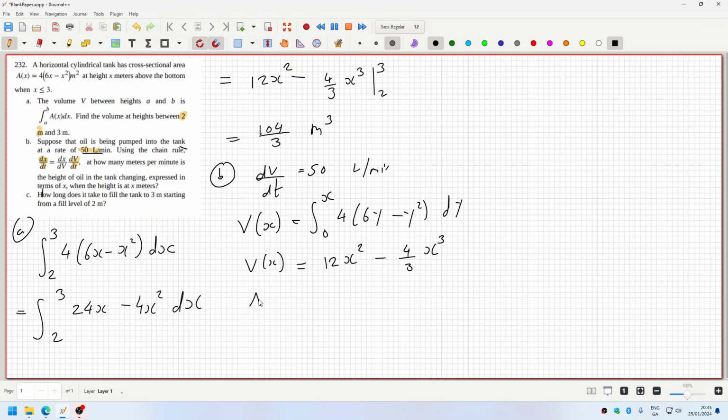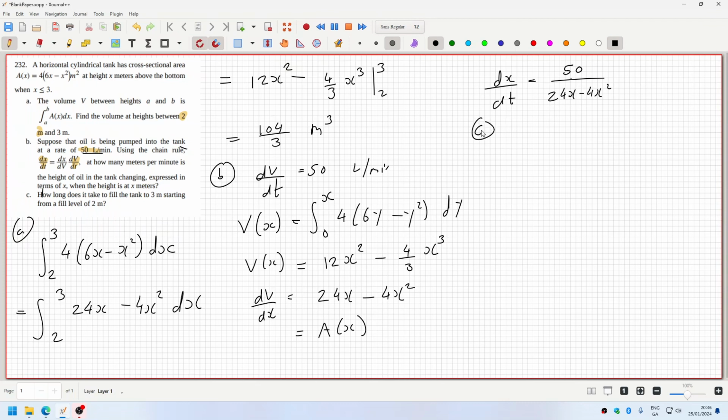So then the area, then dV dx is 24x minus 4x squared, which is the area. So then that means dx dt will be the reciprocal. So that's 1 over 24x minus 4x squared times the 50. I think that's right.